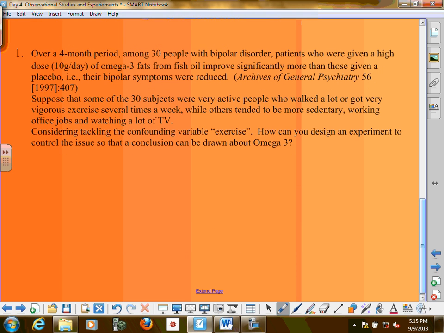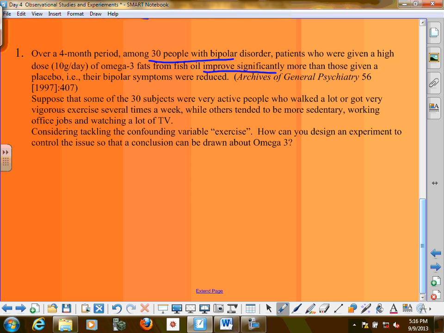All right, so let's do this problem here. It actually is the same problem that you had for number 1 on your chapter 13 homework, but there's some things added to it. This is the 4-month period of 30 bipolar disorder patients. They were given the high dose of omega-3 fats, the fish oil, 10 grams, versus a placebo. The results from this psychiatry article say there was significant improvement for those that had the omega-3 fats over the placebo.